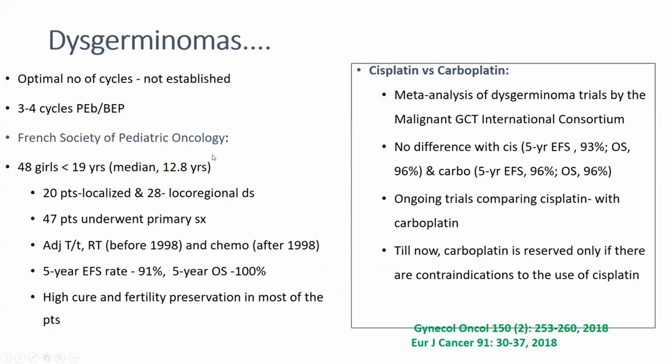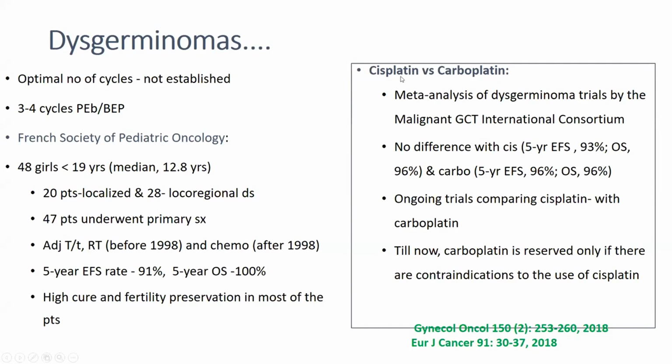So the optimum number of chemotherapy cycles in stage 2 to stage 4 dysgerminoma is not well established, but based on the guidelines in adult patients, 3 to 4 cycles of chemotherapy are generally given for these patients. The chemotherapy is the same, PEB in pediatric and BEP in adult patients.